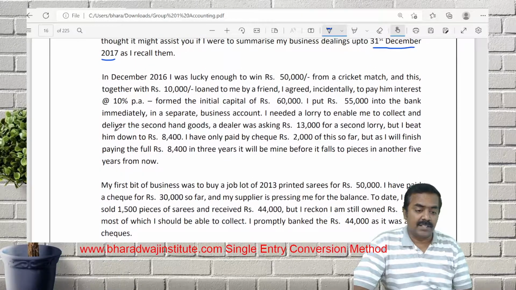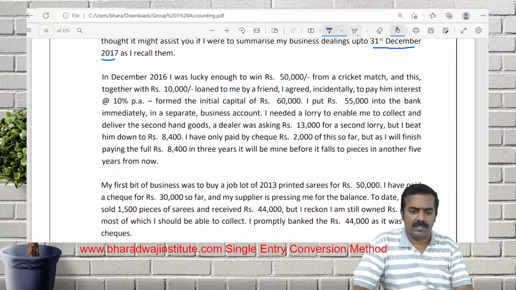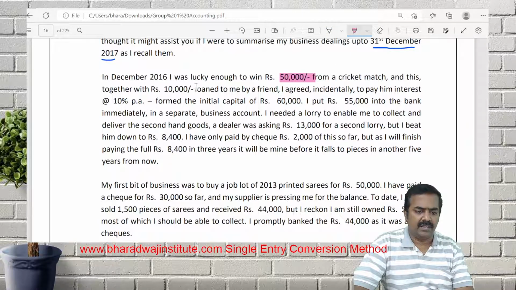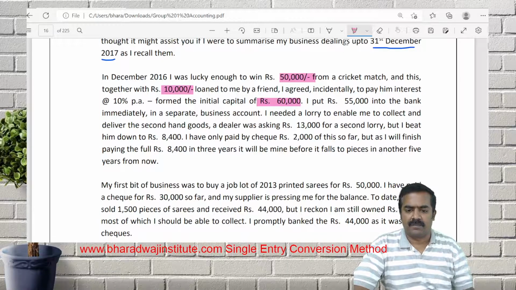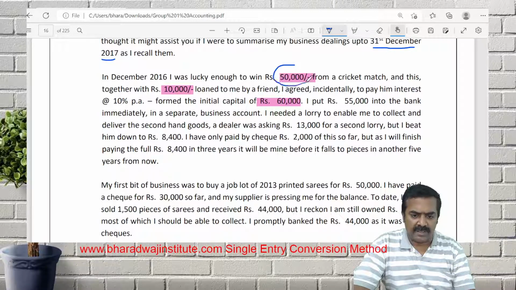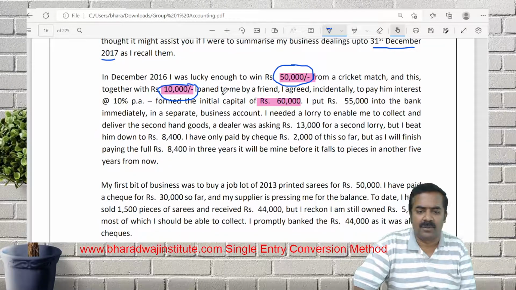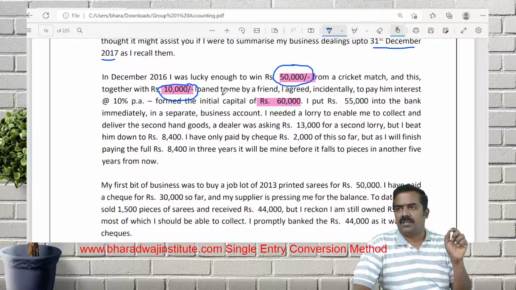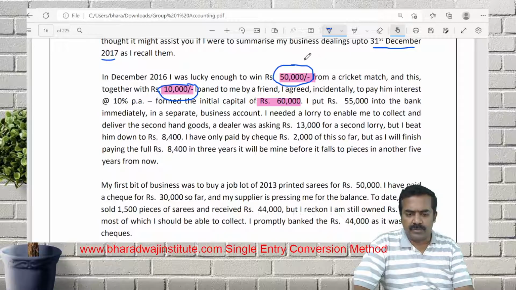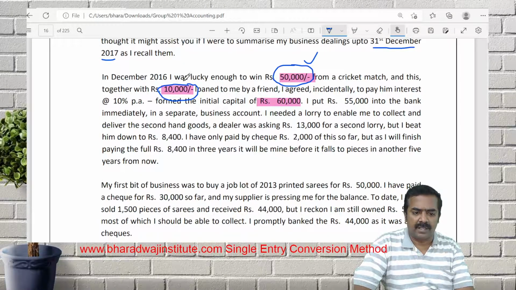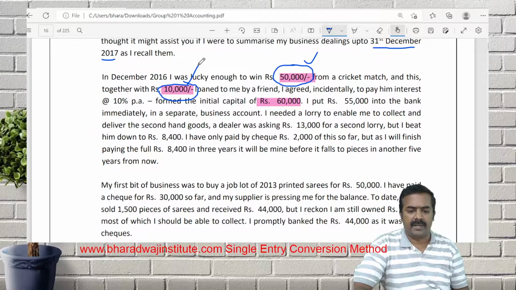Then, in December 2016, he was lucky enough to win 3,000 in a cricket match. And this together with 1,000 loaned by my friend agreed to form a capital of 60,000. But what is the capital of this person? 50,000 only will be taken as capital. This 10,000 is taken as what? Loan. Not a personal loan, a business loan. This is used for business only. It is not a personal loan. So in the balance sheet, or in recording the transaction, 50,000 will be taken as which one? Capital. This 10,000 will be taken as which one? Loan. So 50,000 capital, 10,000 loan.